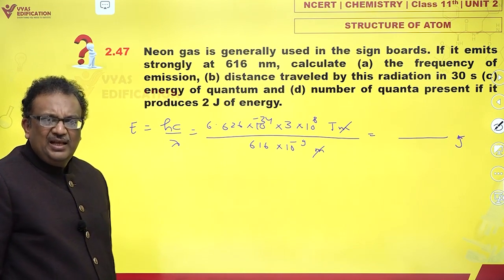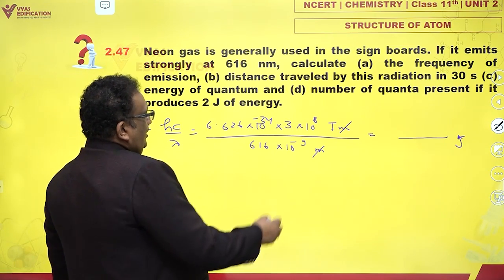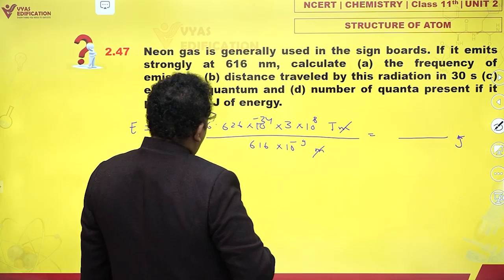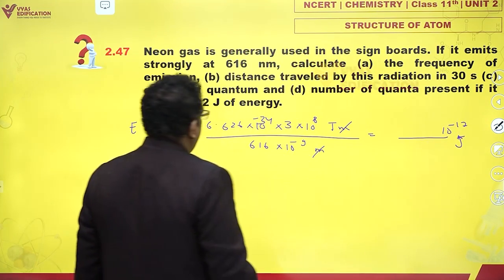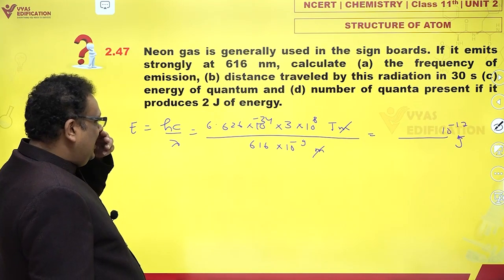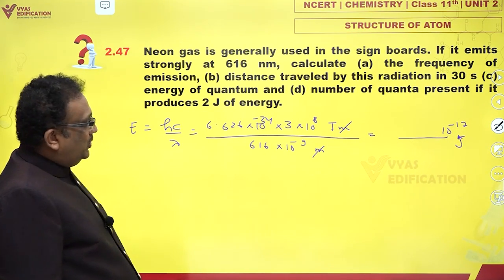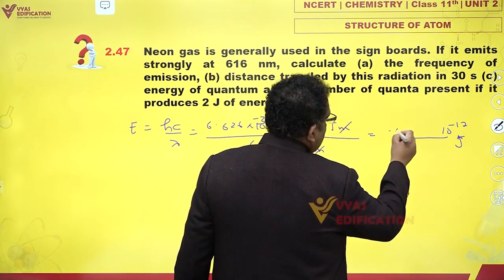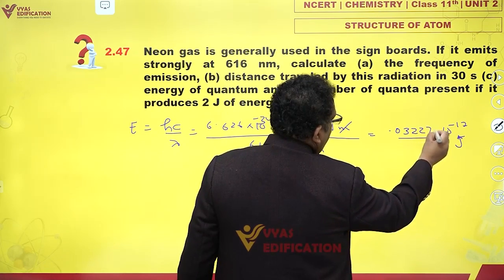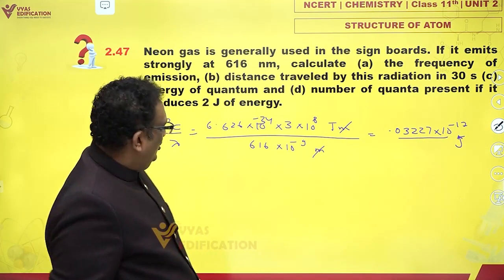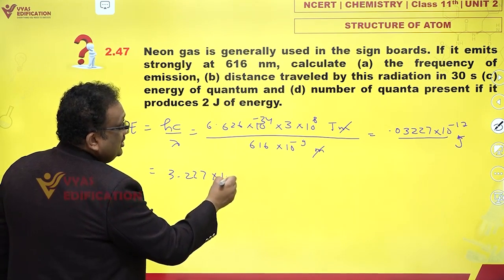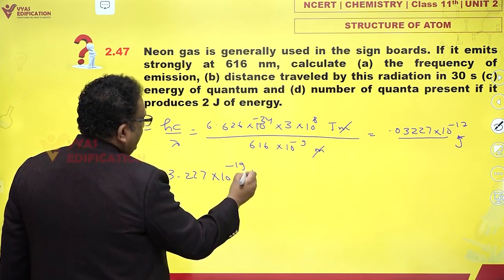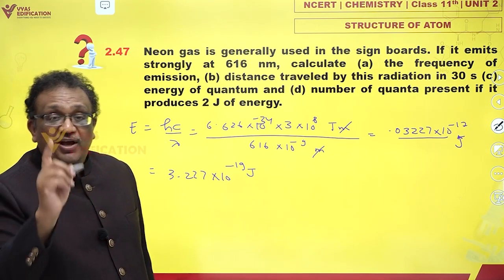How much is that? Let's calculate and see. 17 and 34 times minus 17. That is fine. And what is this? 3 into 6.6 by 616. 0.03227. That looks ugly. So then this is 3.227 into 10 raised to minus 19 joules. This is the energy of every photon.